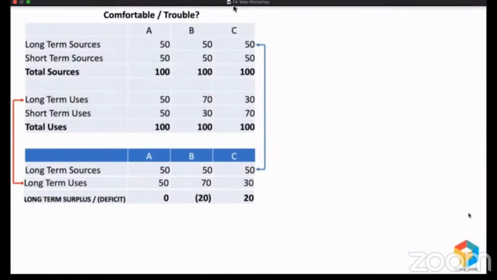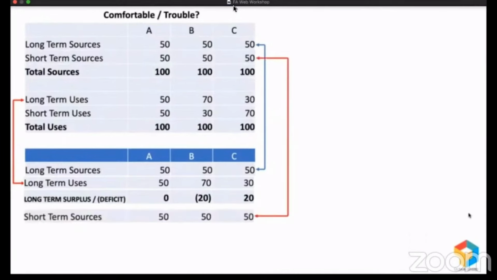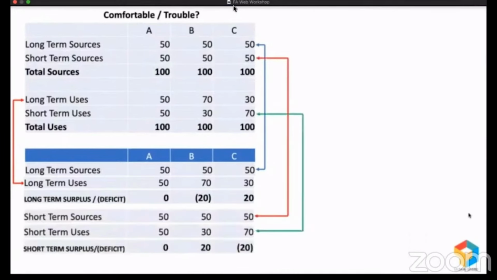And now let me take short-term sources. I'll compare that with short-term uses and let's see what is the position. For company A, obviously no surplus, no deficit. But company B, they raised a short-term fund of 50 and used only 30, they had a surplus of 20. And company C, they raised only 50, they've used 70, they had a deficit. So it might look like company C is in trouble because they had deficit and company B is comfortable because they had surplus, but that's not the understanding.